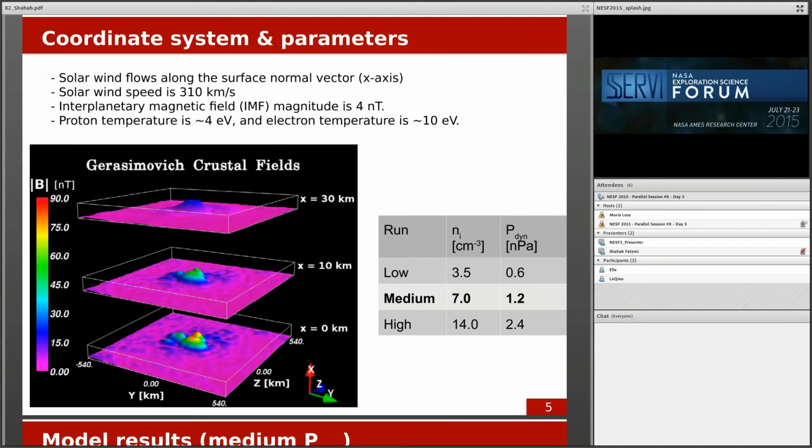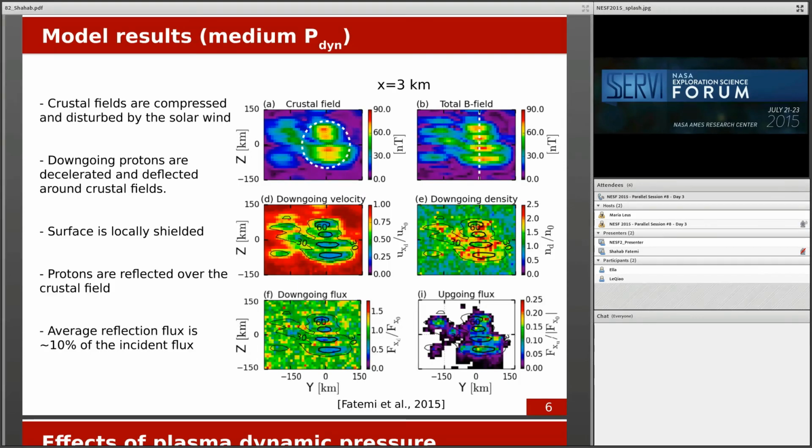This figure shows the magnetic fields, as I said, and we are interested not only in understanding the general physics of the interaction, but also in examining the effects of dynamic pressure on the course of the interaction. Therefore, we prepared 3 different simulation runs: one with the typical solar wind dynamic pressure that we call the medium run, with 1.2 nanopascal dynamic pressure, and one with lower and one with higher dynamic pressures.